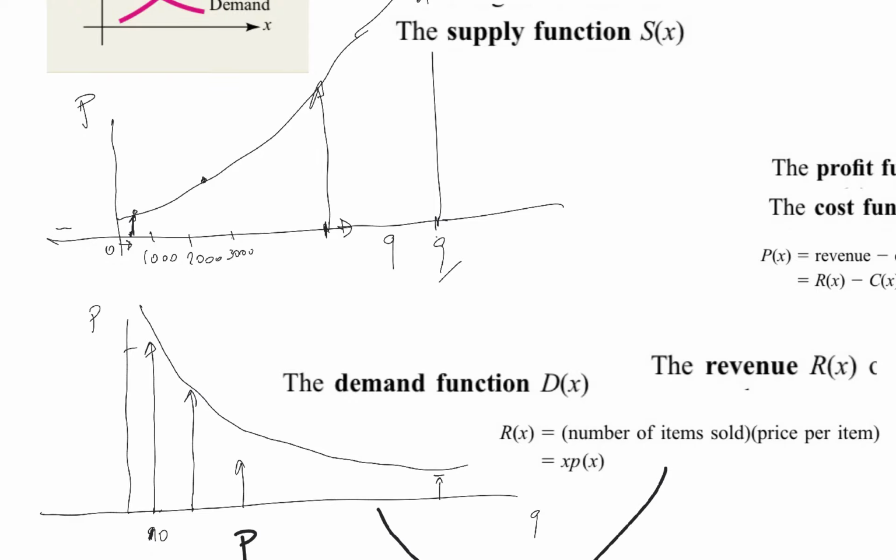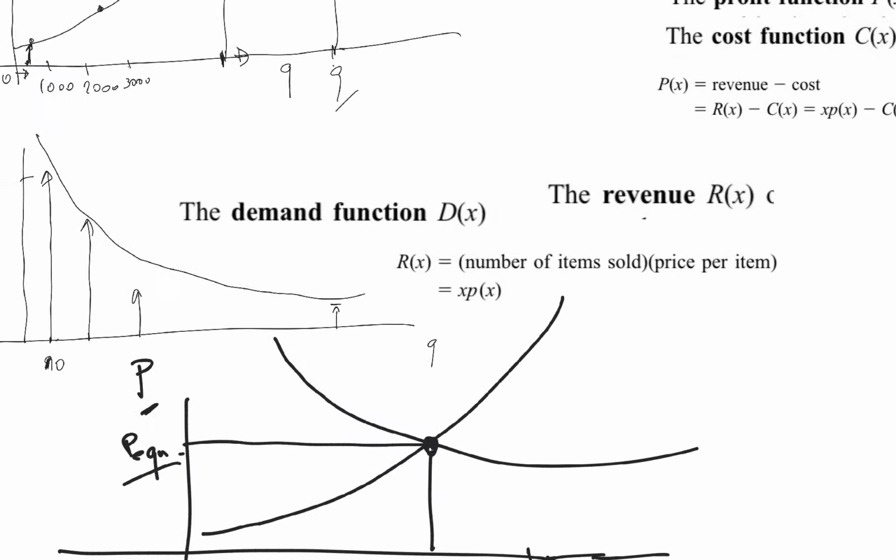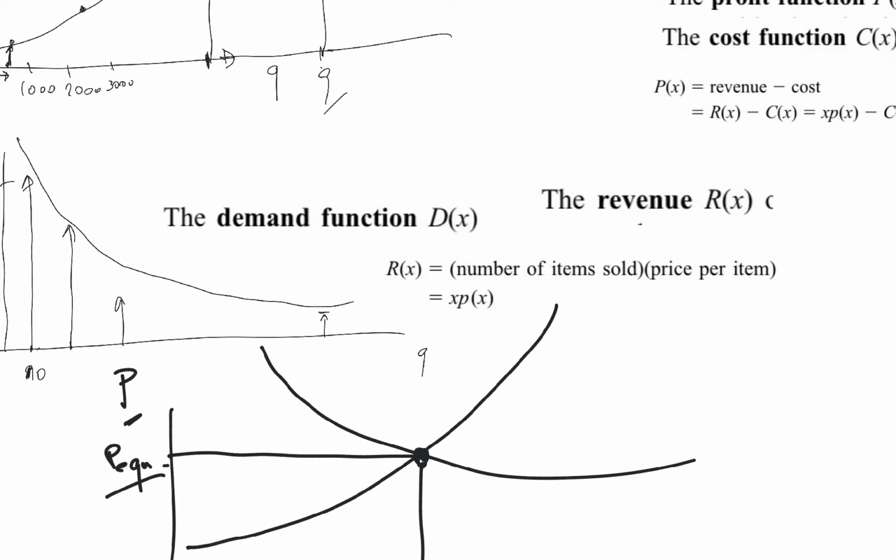The other function that we have to study is the profit function. The profit function is named P of X, and this profit function depends on the cost.